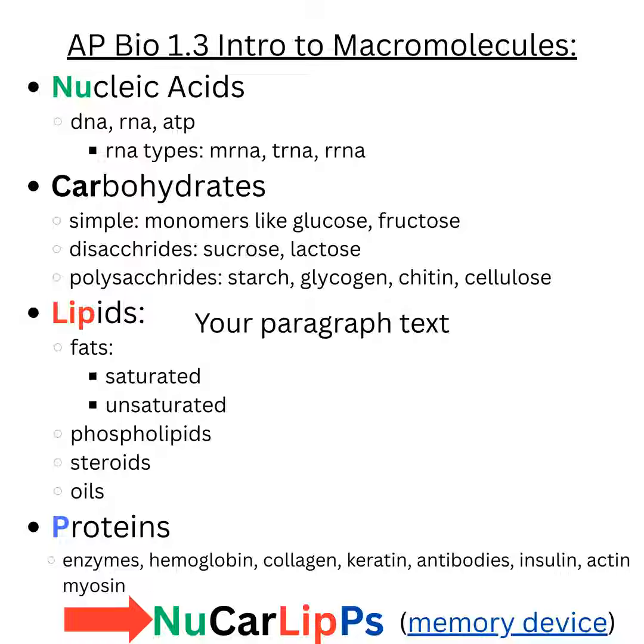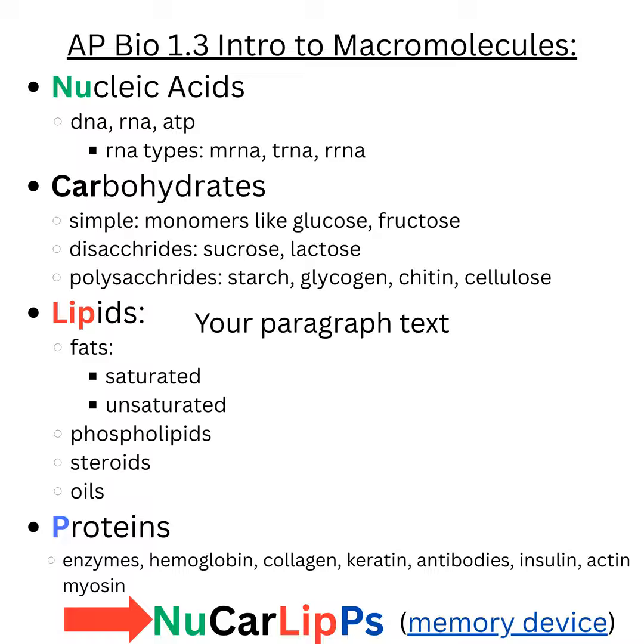Carbohydrates are basically sugars and their polymers. They're made up of carbon, hydrogen, and oxygen in a 1-to-1 ratio. The simplest are monosaccharides, like glucose and fructose, 1 ring each. Link 2 together and you get a disaccharide, such as sucrose, table sugar, or lactose, the sugar in milk. But carbohydrates really shine when they're in big chains, called polysaccharides.